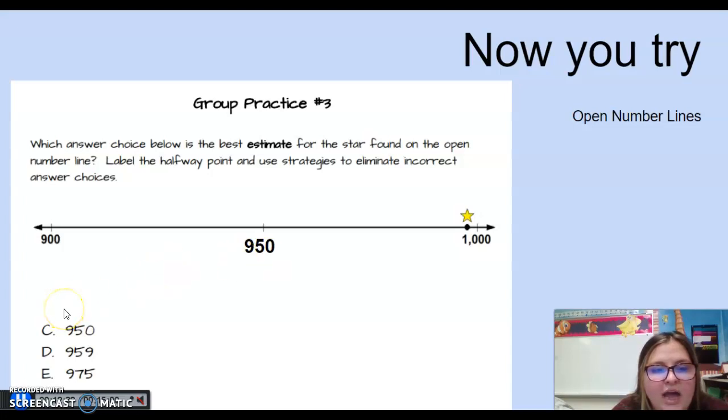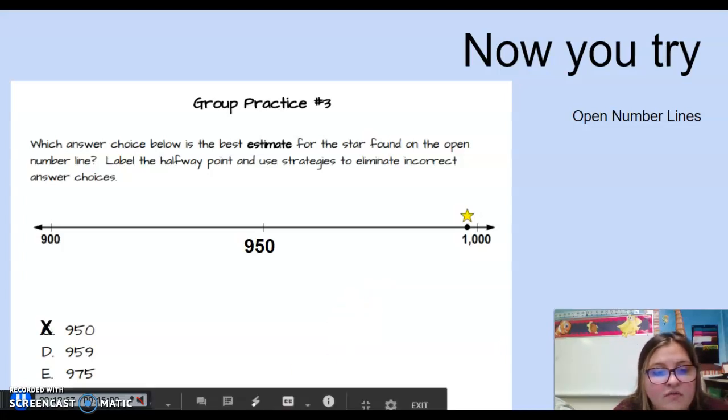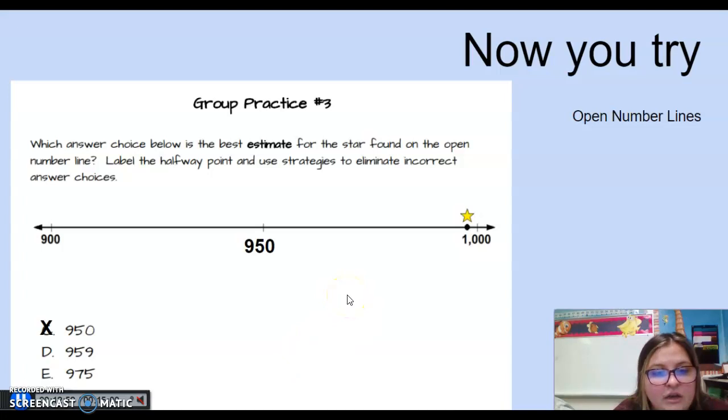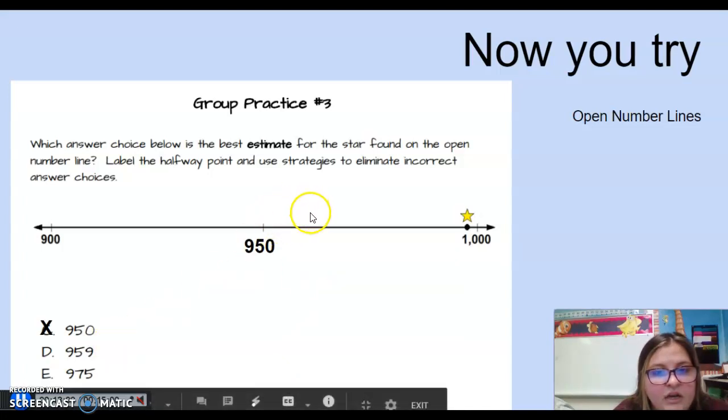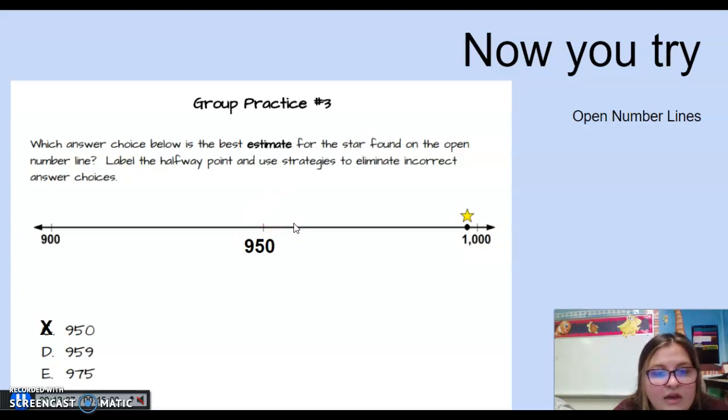Okay, so if we look at answer choice C, it says 950. So if we look right here at 950, that can't be correct because it's over here and our star is way over here. So I don't think that's a good choice. Our next one says 959. And that would be really close over here. Now, I don't think that that's going to be true because it's so close to 950.